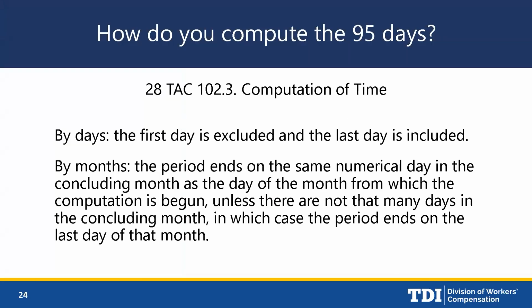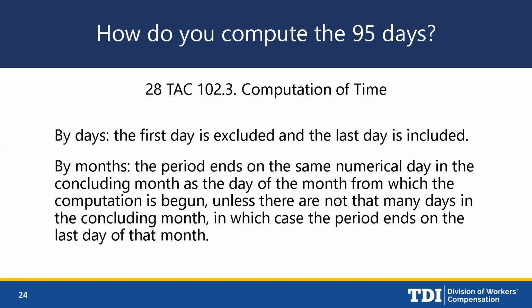How do you compute the 95 days? Well, Texas Administrative Code Rule 102.3 explains the computation of time and defines day and working day. If you are computing time by days, the first day is excluded and the last day is included. So, for example, when submitting your initial bill to the insurance carrier and the date of service is January 1st, 2024, you will start counting on January 2nd. That will be day 1 of the 95 days, and April 6th is the last day, which is the 95th day.